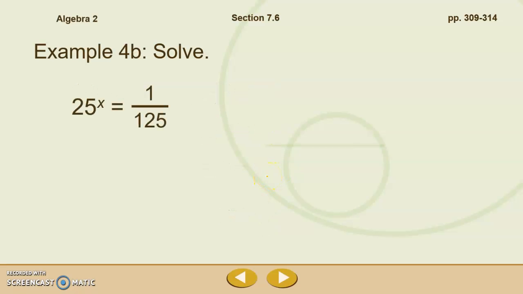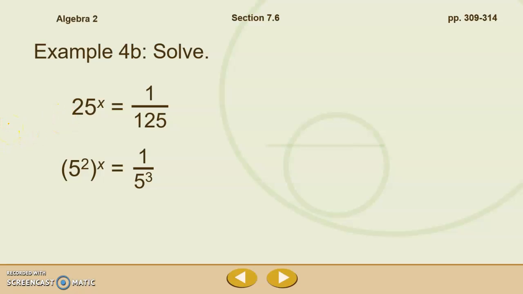All right, let's try another one. 25 to the x equals 1 over 125. First, I need to make their bases the same. And because I know my powers here, I've got 25 and 125. I know that I can rewrite both of those with a base 5. So I'm going to rewrite 25 to the x power as 5 squared to the x power, and 1 over 125 as 1 over 5 cubed.